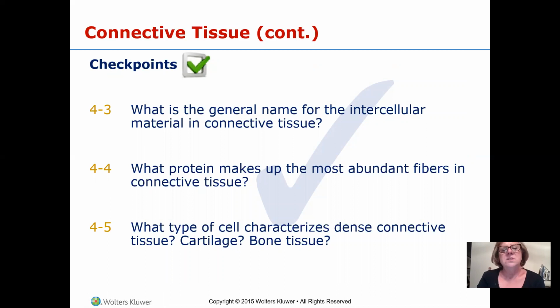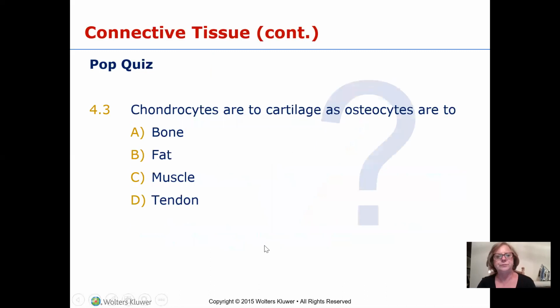So what's the general name for the intercellular material in connective tissue? And then, these are just for you to go back over what protein that would be cartilage, and what type of cell characterizes the dense connective tissue. Cartilage and bone. So cartilage would be the chondrocyte, and the bone would be the osteocyte. Okay, so a pop quiz. Chondrocytes are to cartilage as osteocytes are to, and that would be bone.